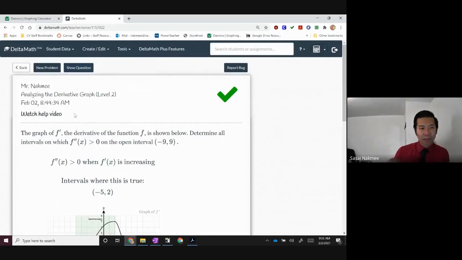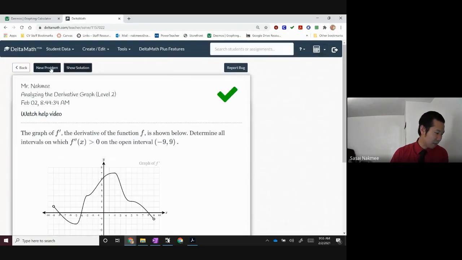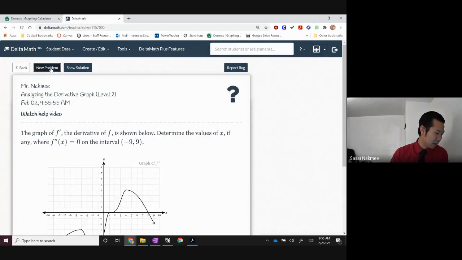right? Like I said, I know you guys are like, we can just plug the original function into Desmos, but I'm telling you, you're going to get problems where they don't give you a nice polynomial function. They're just going to give you a line that is a function, but we don't have the algebraic representation for it, right? So let me show you a new problem here.